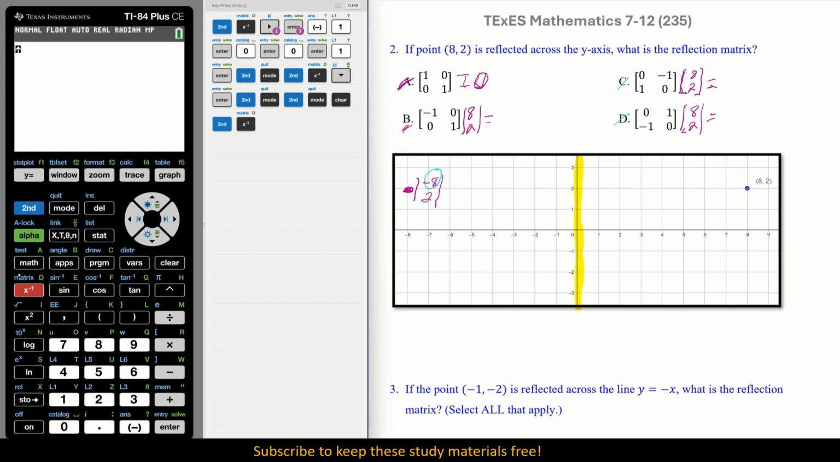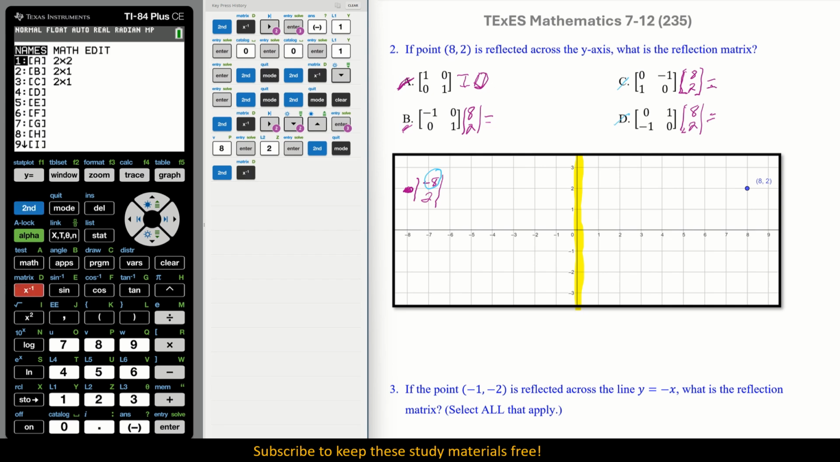Okay, second matrix. Now let's go to edit. Let's do it correctly. Go down to B, number 2. Enter. There it is. It's a 2-1 matrix, so we put in 8, enter, and 2. That's our starting point.